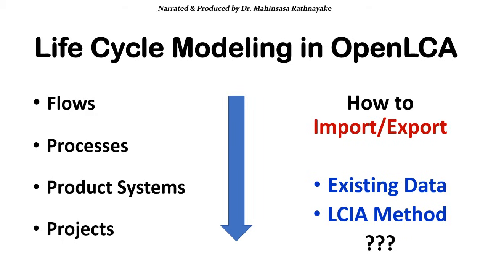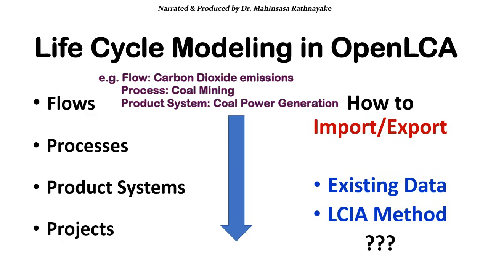So like this, we can define the flows in OpenLCA software that is related to our life cycle. Then what is a process? For the previous example that we discussed for explaining flows, the process is coal mining. The example for the flow that we took was carbon dioxide emission in coal mining. Then the process is coal mining. I hope it's clear for you.